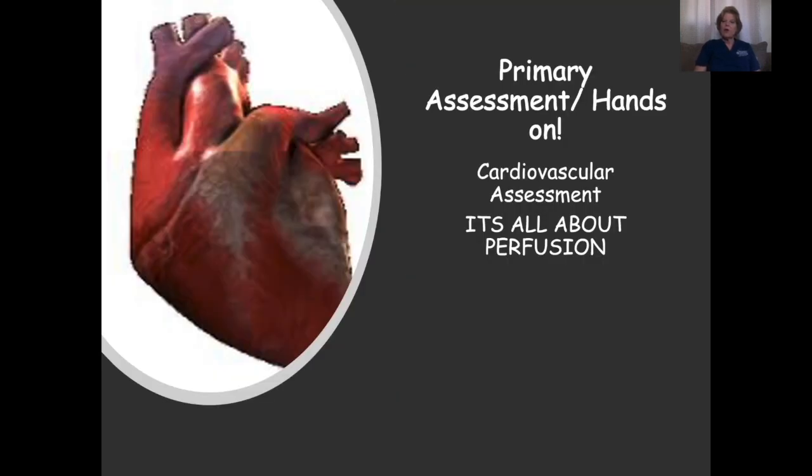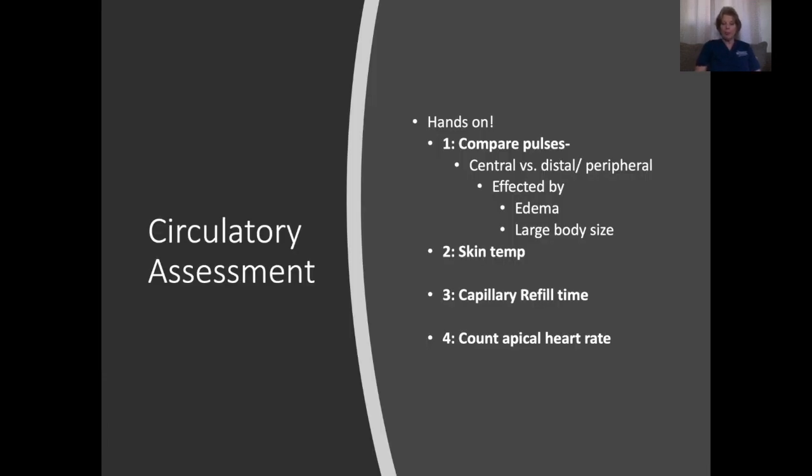So now we're going to move on to circulation. Remember, our hands-on primary assessment for circulation, it's all about perfusion. Unlike adults where we just depend a lot on vital signs, this isn't just about vital signs, it's about our hands-on perfusion check. The best thing you can do is compare your pulses, central and distal pulses. Put your hands right on that patient.